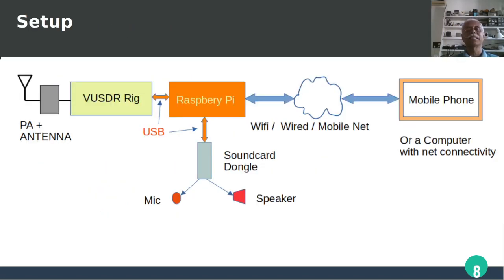So the setup is something like this. You have got the VUSDR rig, which is on the left hand side, connected to the power amplifier and antenna, and on the right hand side it connects to Raspberry Pi using a USB cable, and Raspberry Pi is also connecting to a sound card dongle, which we will talk about in a minute, for connecting to mic and speaker using USB. And the Raspberry Pi has got network connectivity, either wired or Wi-Fi or using some other method. And the network gets connected to the mobile phone on the other side, or a computer which has got net connectivity. So this is a simple setup. You just require a sound card along with a Raspberry Pi to do the setup.